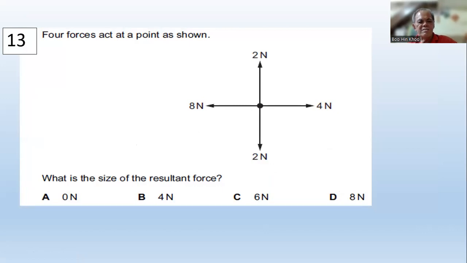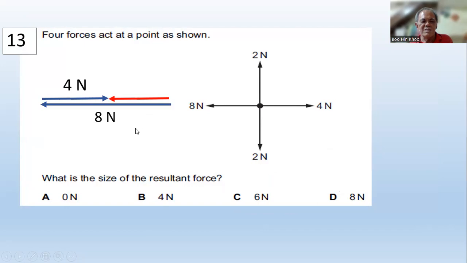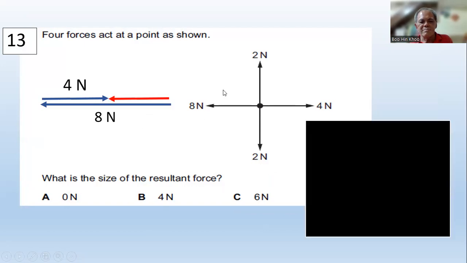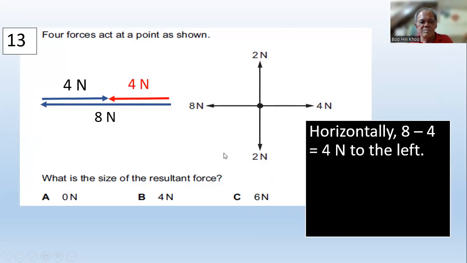Then, how about this one? 4 forces act on a point as shown. What's the size of the resultant force? Same thing. This one is larger, this one is smaller. So the resultant must go in the direction of 8 minus 4, which is 2 Newton. 2 minus 2 is 0. Answer is B.